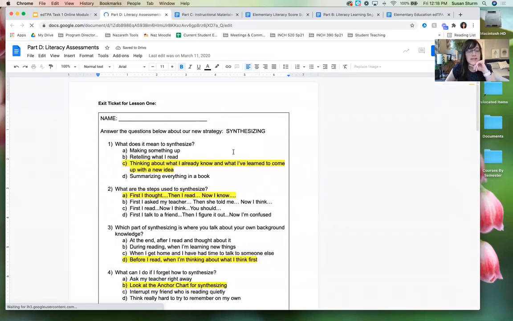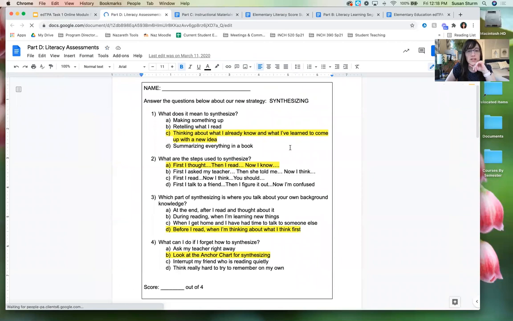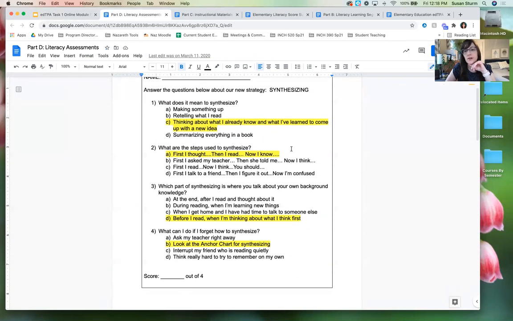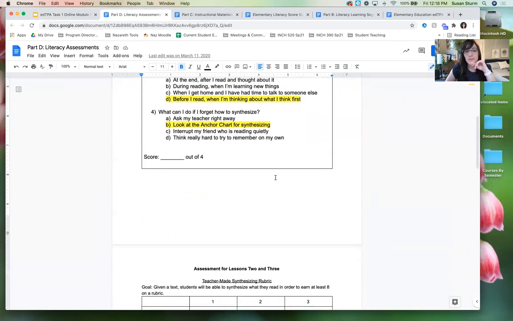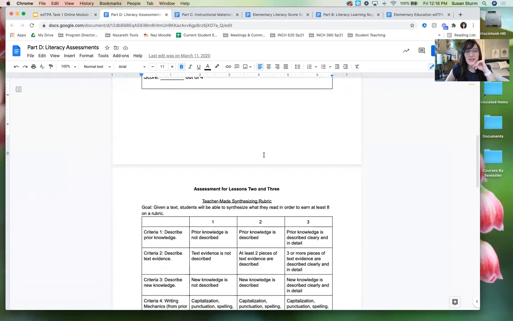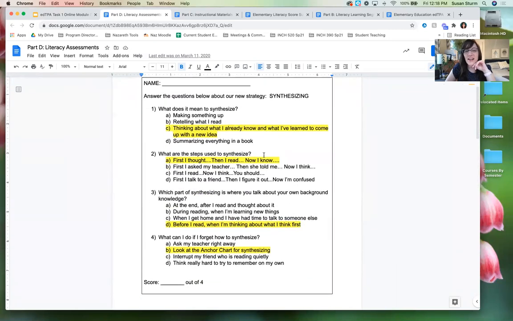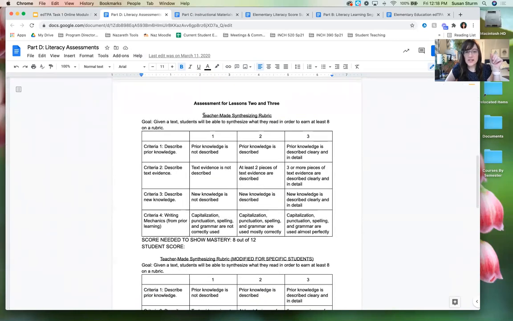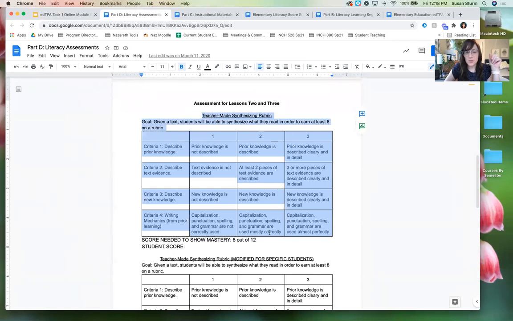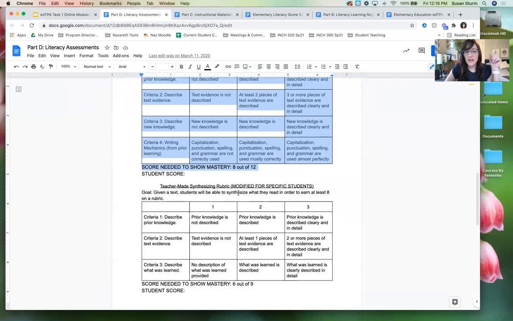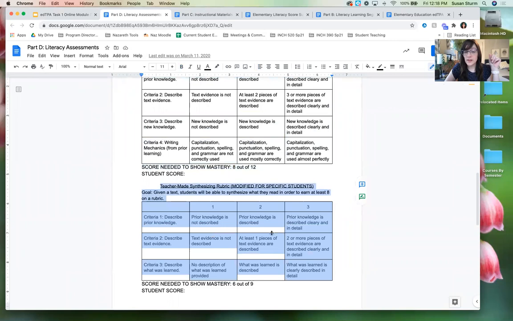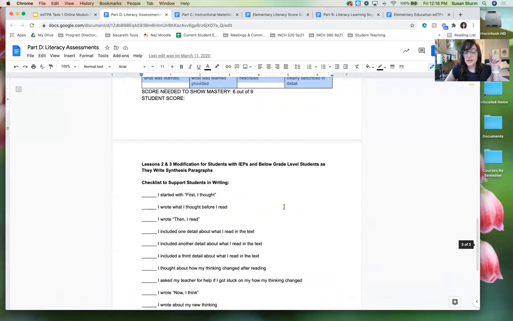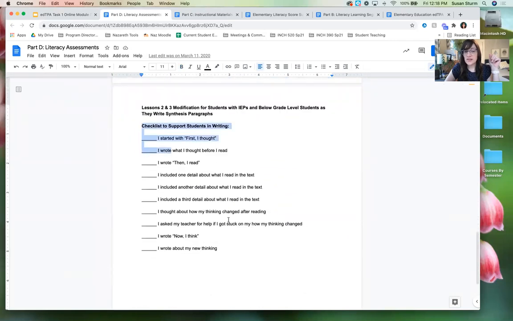So here's her exit ticket. It's a 4-question quiz. She's looking for 3 out of 4. We can see the correct answers. I imagine many of you have a similar quiz. Remember, the exit ticket, you're not asking them to synthesize yet. You're making sure they understand what synthesize means. Here is the assessment, the teacher made synthesizing rubric, looking for 8 out of 12. Here is that modified rubric for specific students. And here is the checklist to support students again.